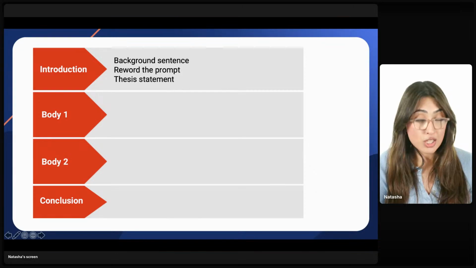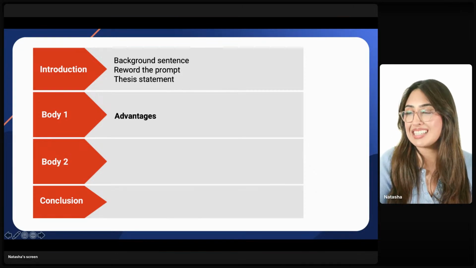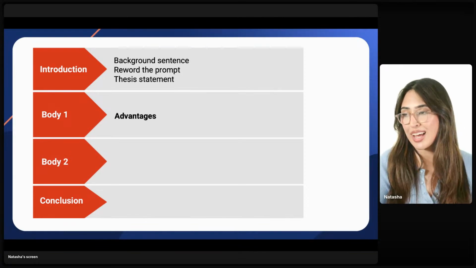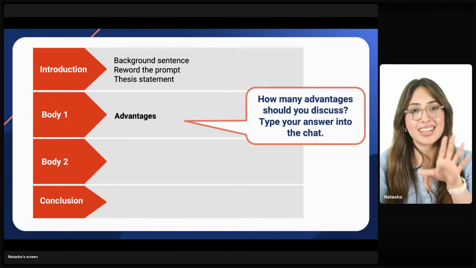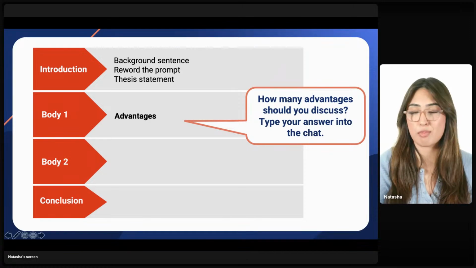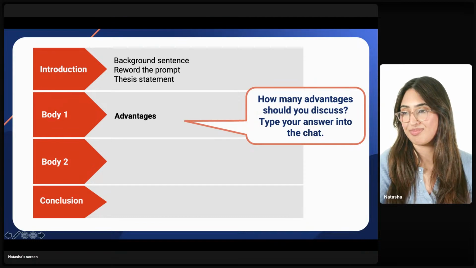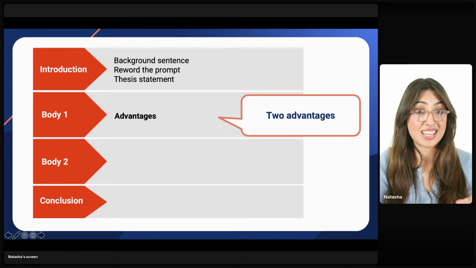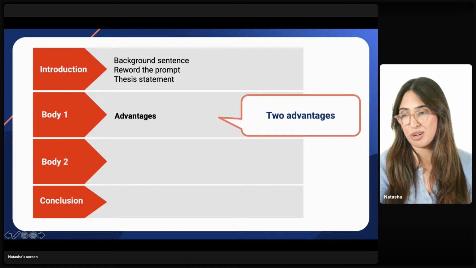In your first body paragraph, you might identify the advantages. Now, you watching at home, let us know in the chat how many advantages should you discuss in your essay. Type a number into the chat box now. If you said 2 advantages, you're correct.